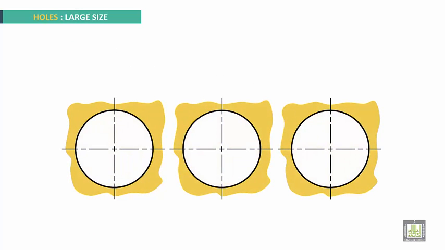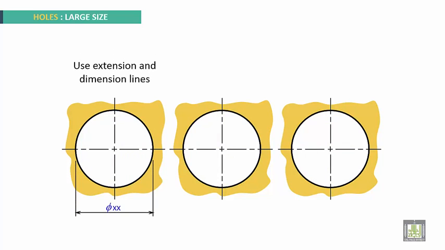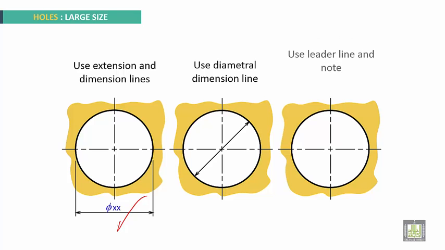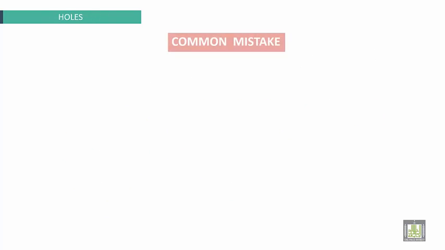Holes with large size. Use extension and dimension line. This is to put diameter, phi xx. Use diametral line for dimension. This is also okay. Use leader line and note outside the hole.